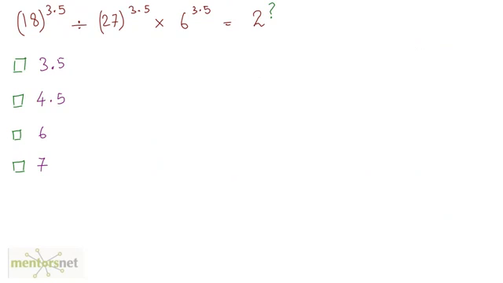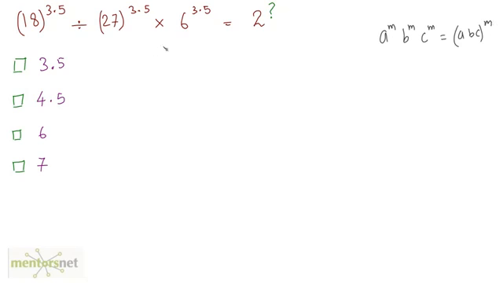Moving ahead with question number 2. What could be the answer? Okay, so we have a situation like this here: a raised to m times b raised to m times c raised to m. The power is same. So we can write this as a, b, c. That means a times b times c raised to power m. This is a law of indices.